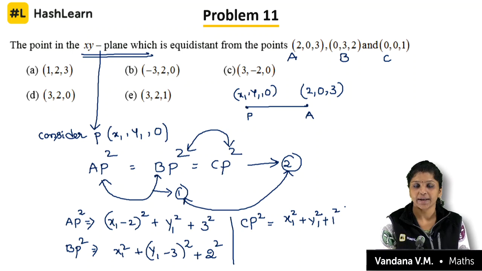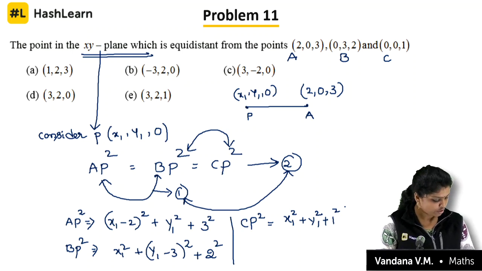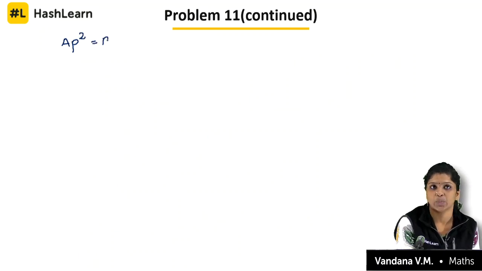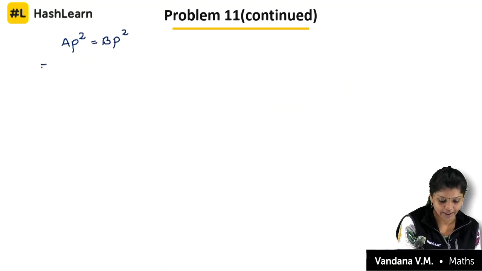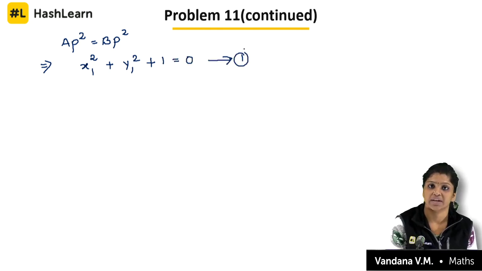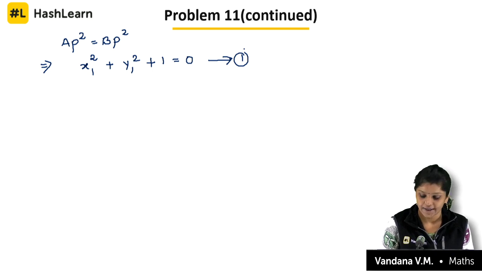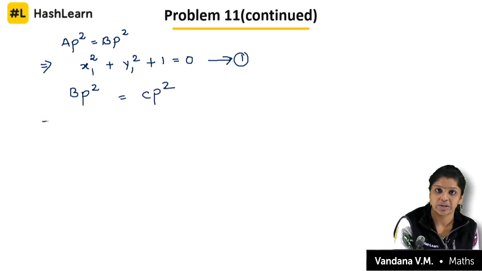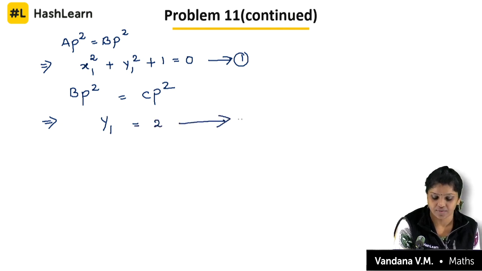Now you equate AP square and BP square. Equate it and write, you will get the equation as x1 square plus y1 square plus 1 is equal to 0. This equation you will get. If you solve BP square and CP square, you will get BP square is equal to CP square. Again you equate these two, you will get y1 is equal to 2. This is equation number 2.